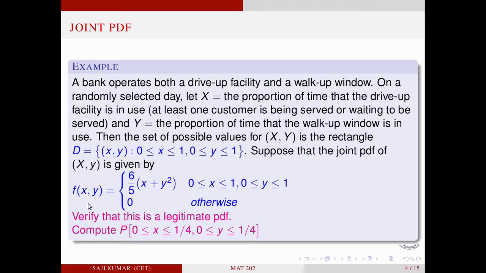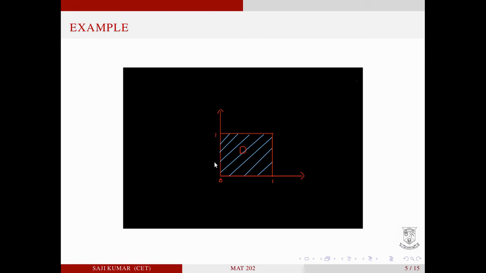Here we can see that the two-dimensional function f(x, y) satisfies all the conditions for a probability density function. And in this problem we are computing the probability that 0 less than or equal to x less than or equal to 1/4 and 0 less than or equal to y less than or equal to 1/4. If you draw this domain, we will get a square region in the xy plane like this. See, this is the domain D where the x coordinate is varying from 0 to 1 and the y coordinate is varying from 0 to 1. So we are going to integrate the two-dimensional function z equals f(x, y) over this region.